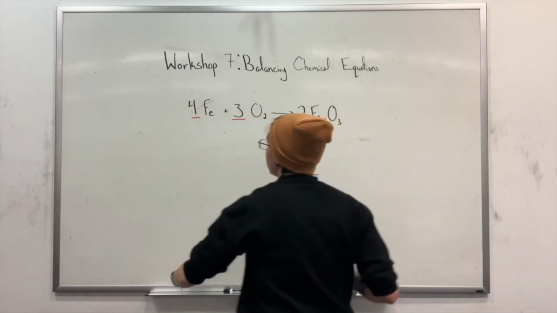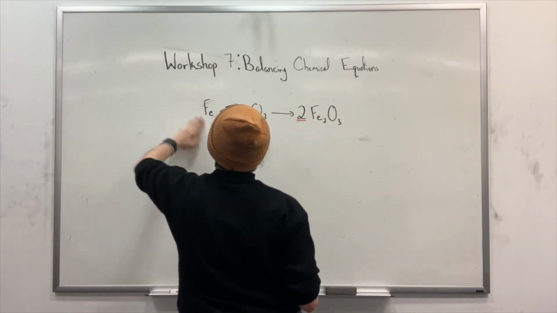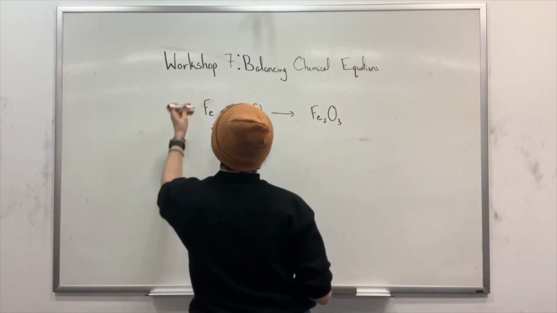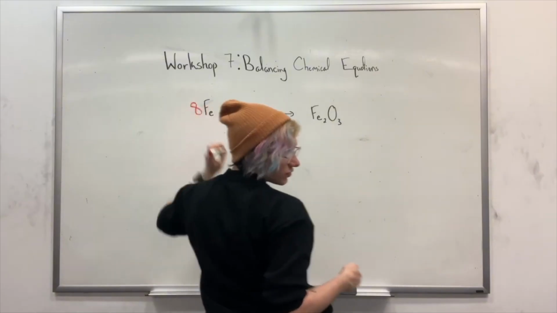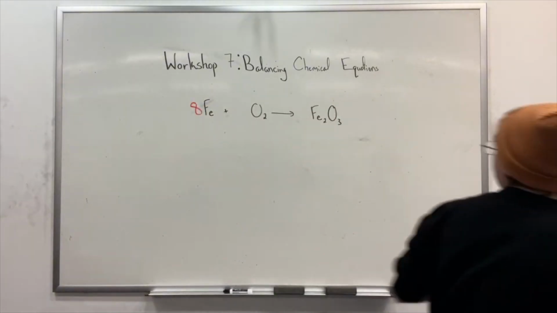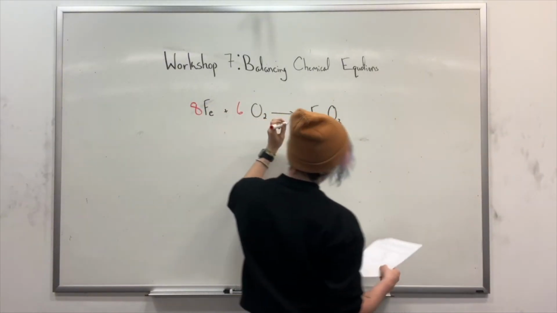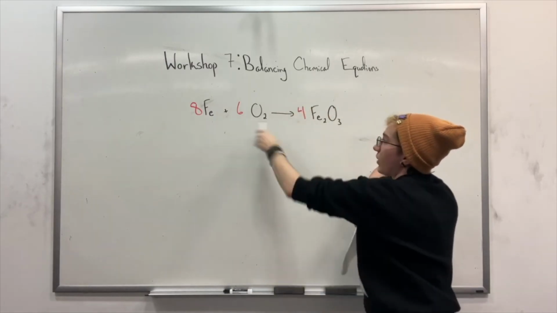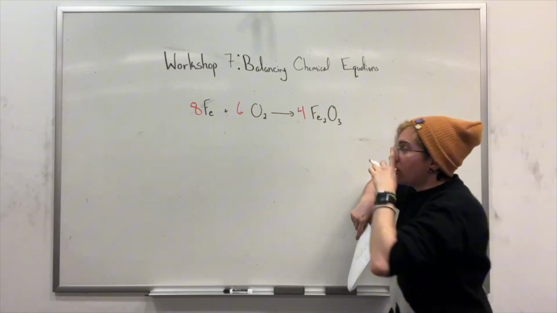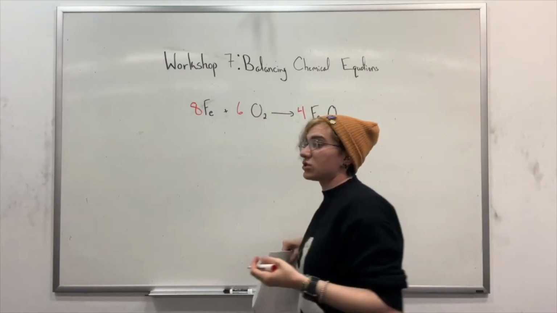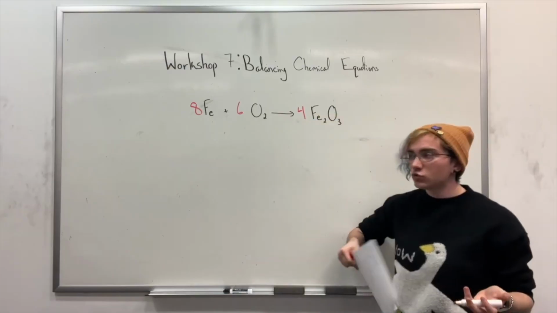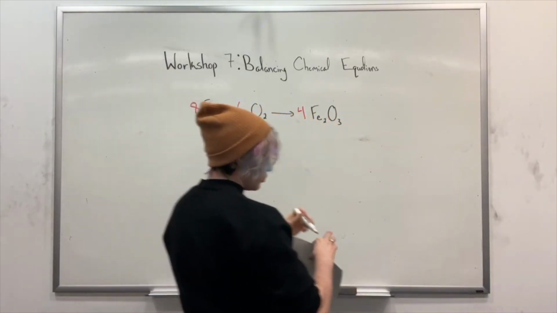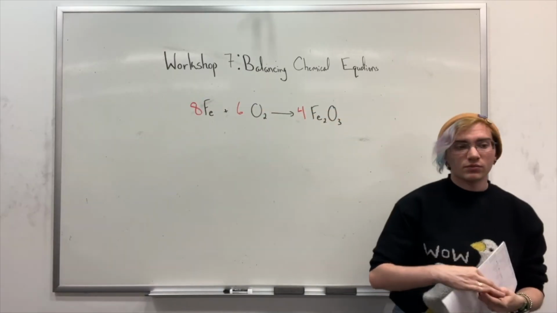I could easily change these numbers. I could double these quantities and make this 8, 6, and 4, and this would still be balanced. You have the correct number of each atom in this equation, and only the coefficients change. The coefficients could be whatever numbers you need them to balance the equation, so long as you are not changing the actual compounds or atoms themselves.